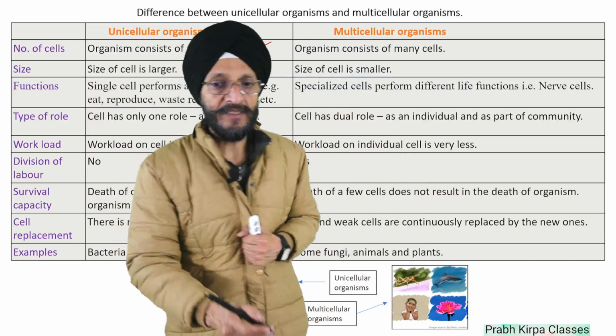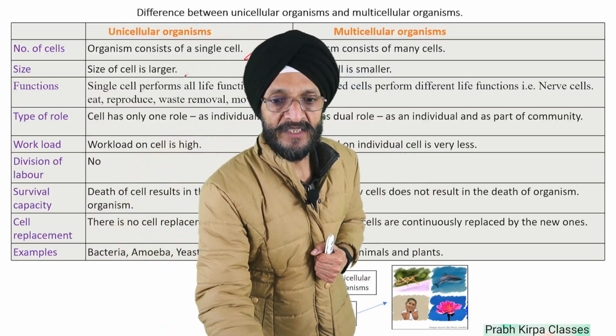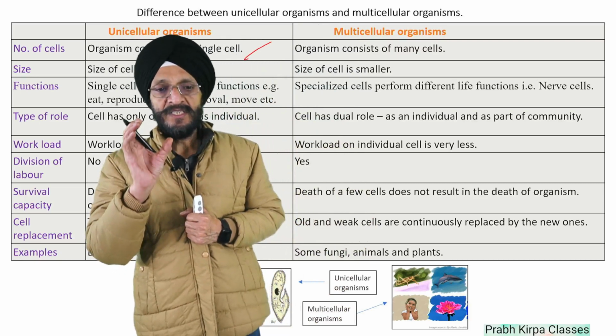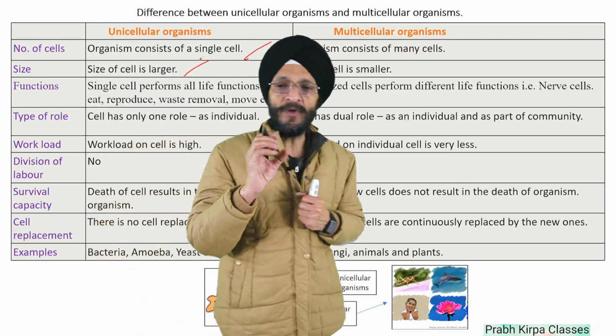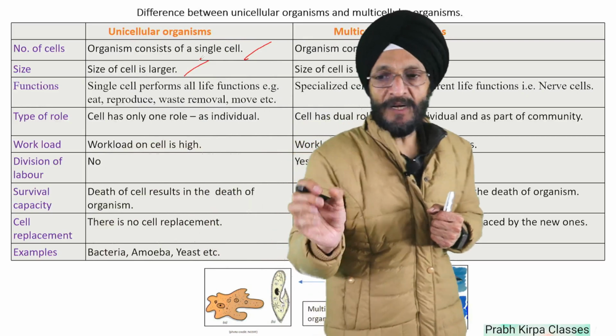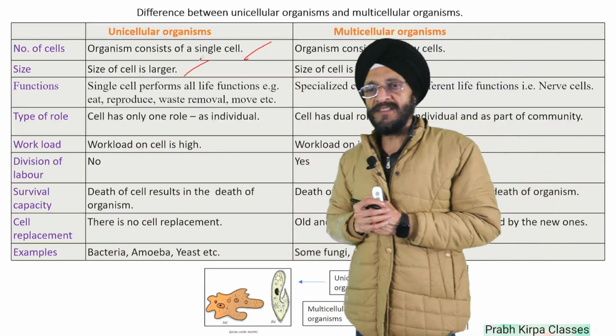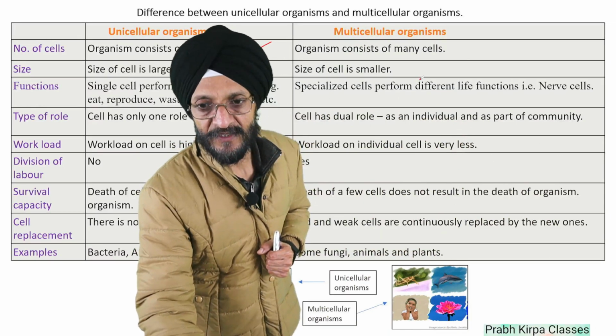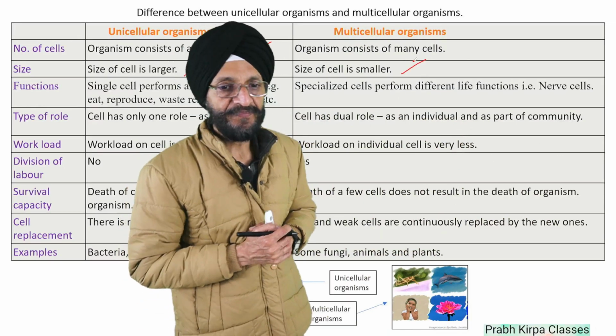The next point is size. The size of the cell in the case of unicellular organisms is somewhat larger as compared to the cells in a multicellular organism. Whereas in the case of multicellular organisms, the size of the cell is smaller.